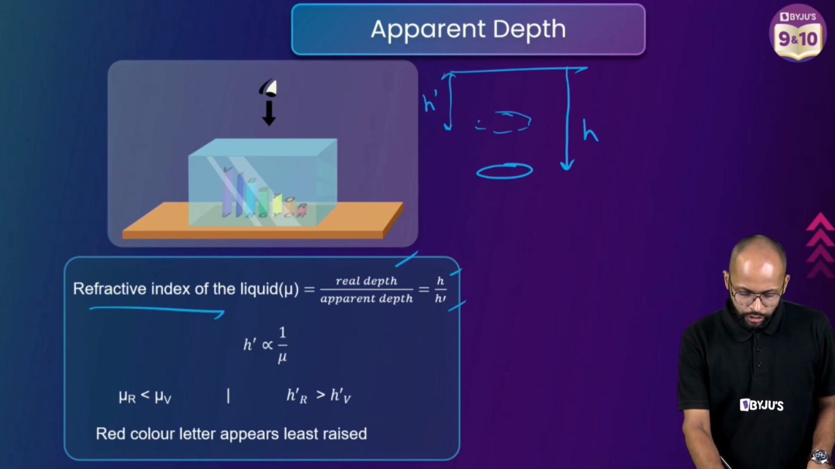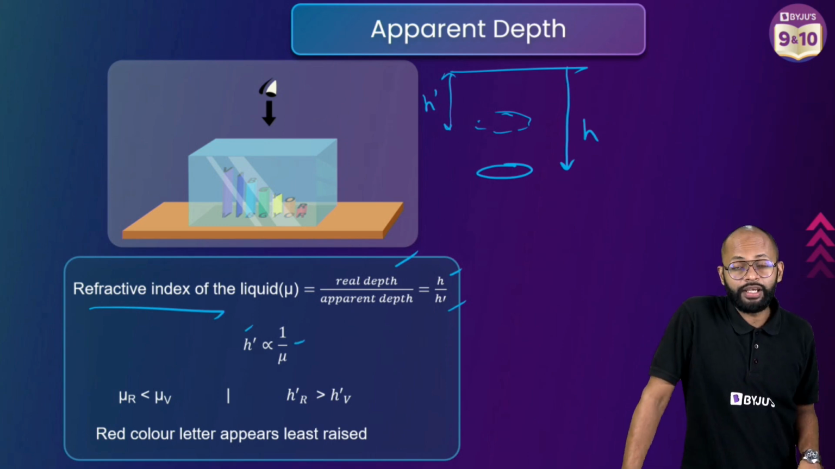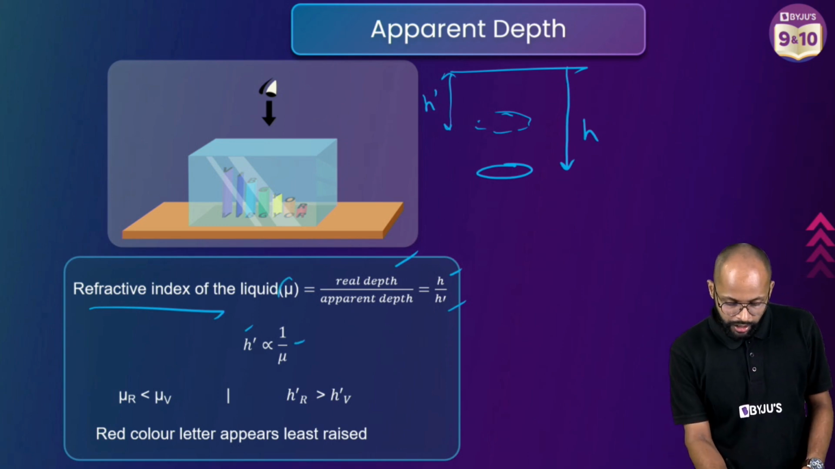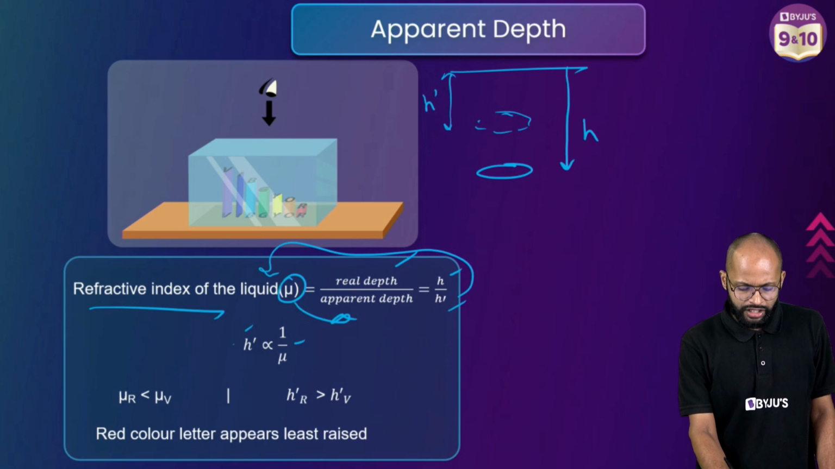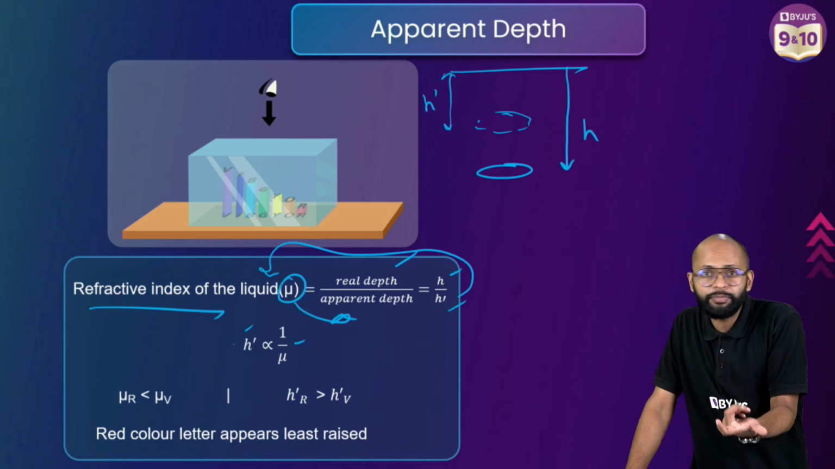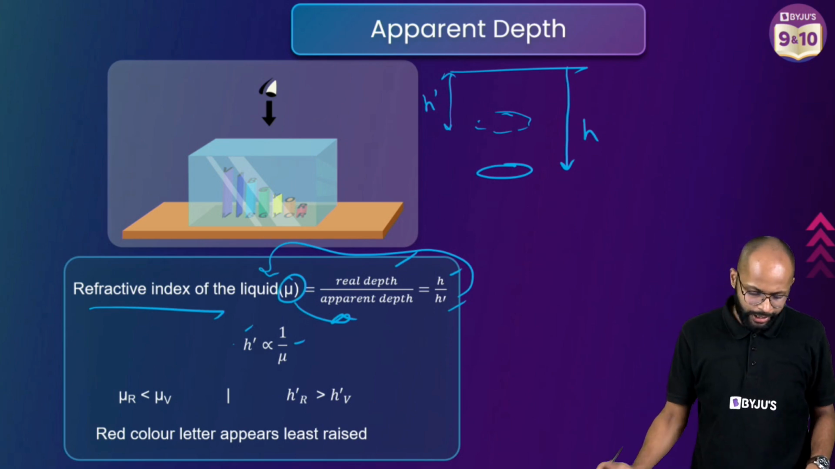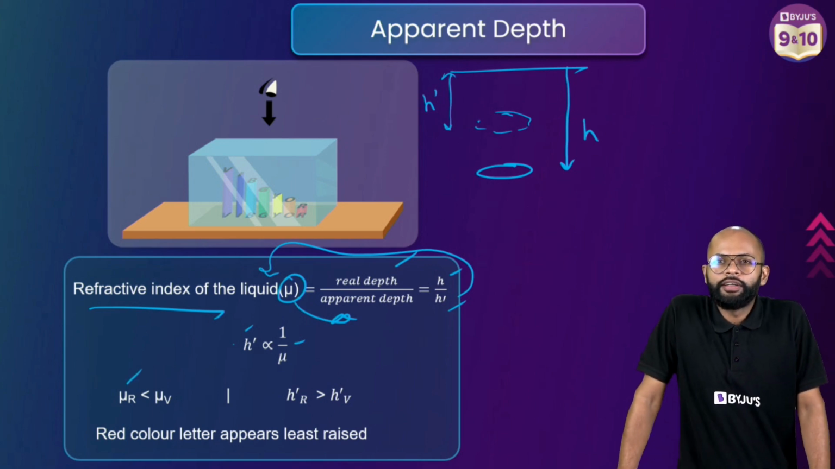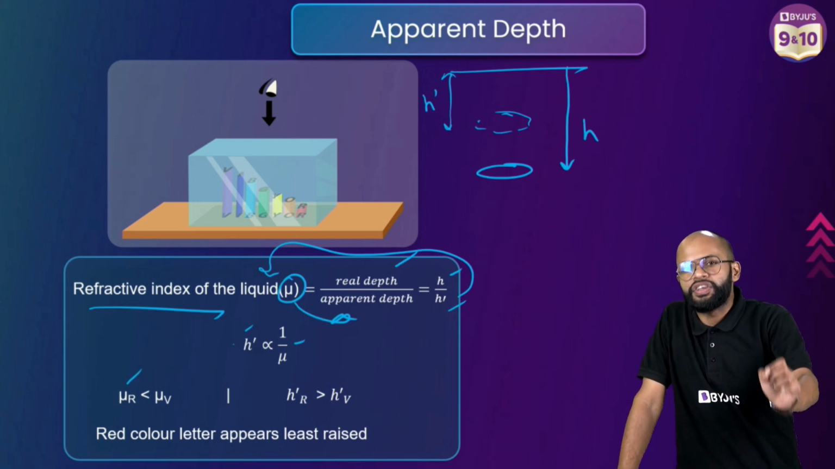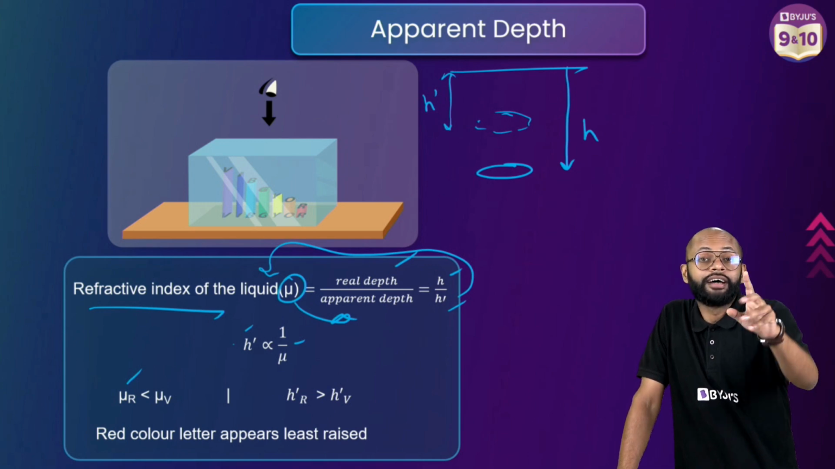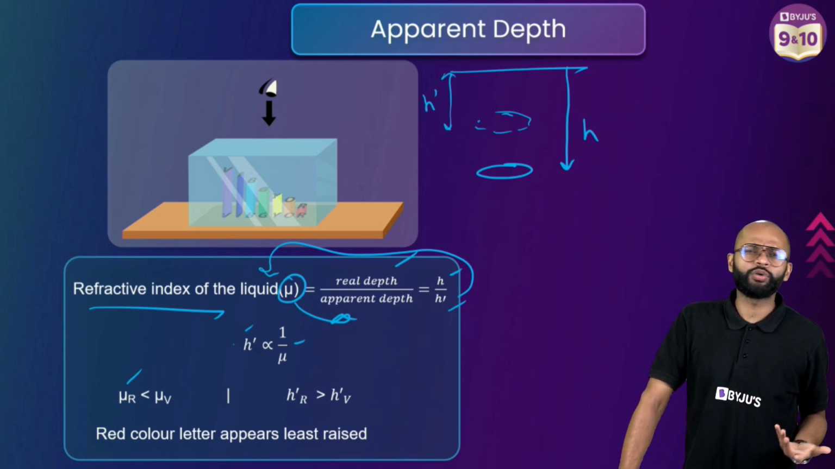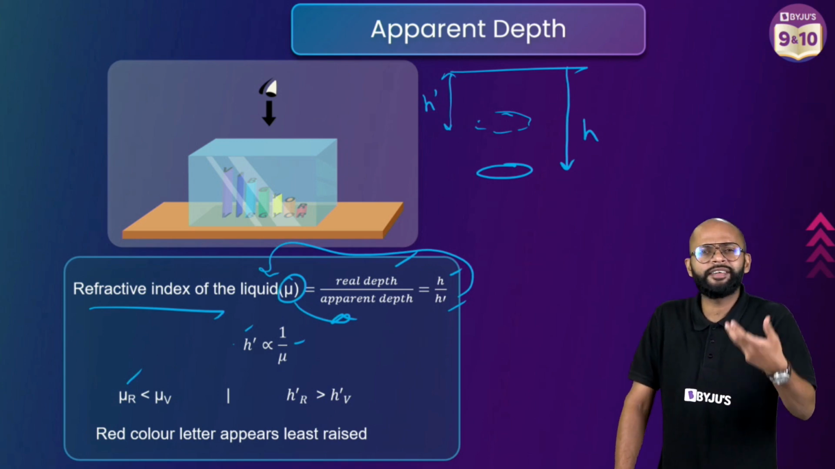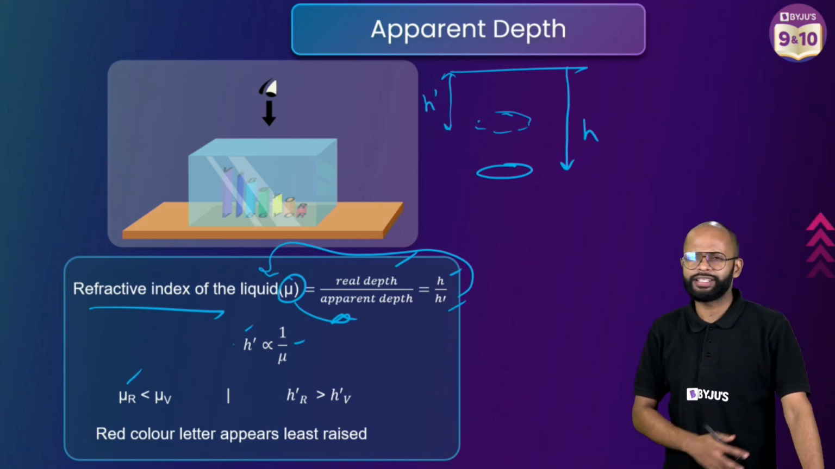Not a problem. So h dash is inversely proportional to mu. How? This mu you have taken over here, and this h dash you have taken over here. We didn't do anything, just moved things around, right? So h dash is inversely proportional to mu. Why? Because real depth is constant. You are not changing that. Okay, fine. Now, refractive index for red color is different than the violet color. Refractive index for red is actually lesser compared to the violet color, because I told you violet bends more. Whichever bends more has a higher refractive index. As simple as that. And you know what? It's mathematical also.